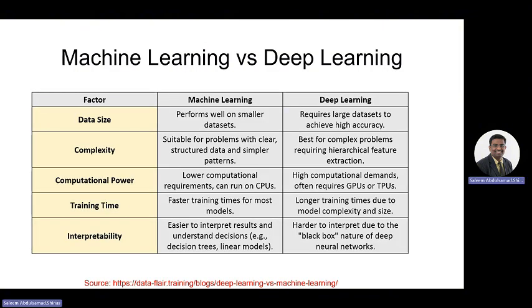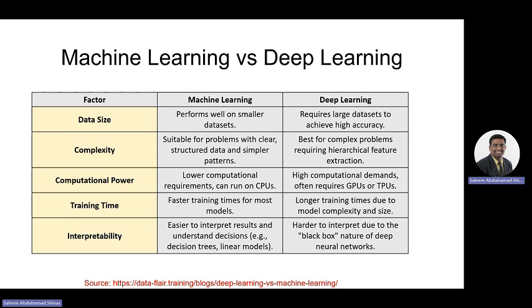So how do we decide where to apply machine learning and where to apply deep learning? It depends on a few factors. The first one is data size. If the data size is small, we can apply machine learning. If the data size is huge, that means large datasets, then we can use deep learning. And for the complexity of the problem, if it is simple, we can apply machine learning. If it is complex, then we use deep learning.